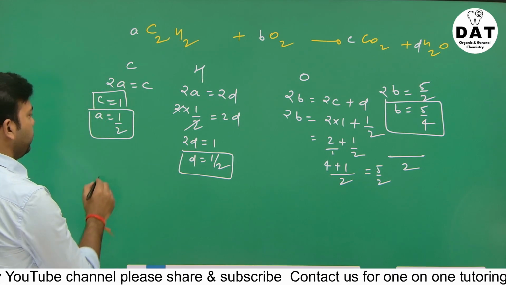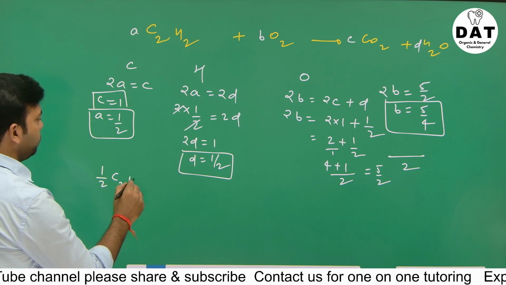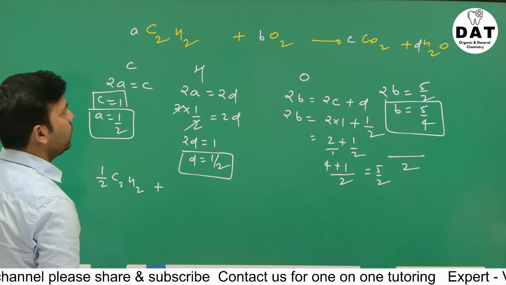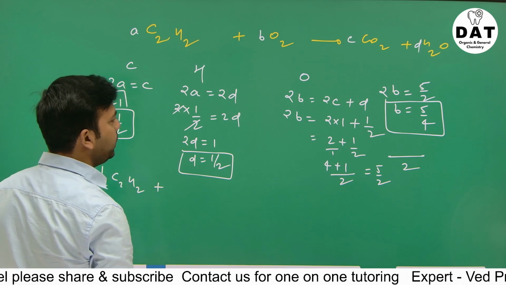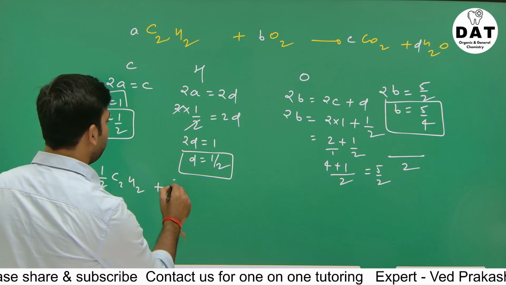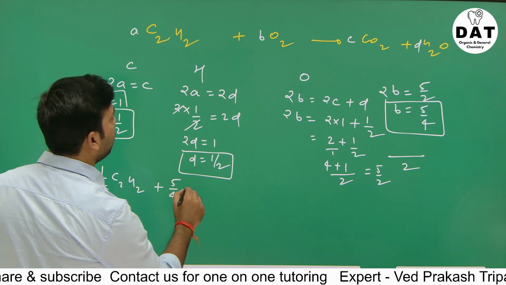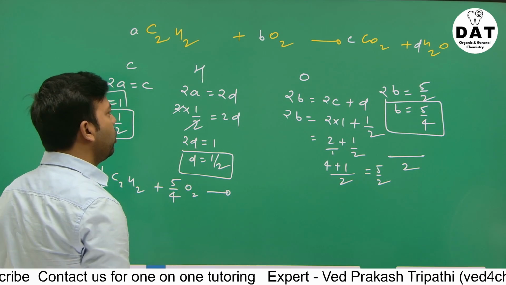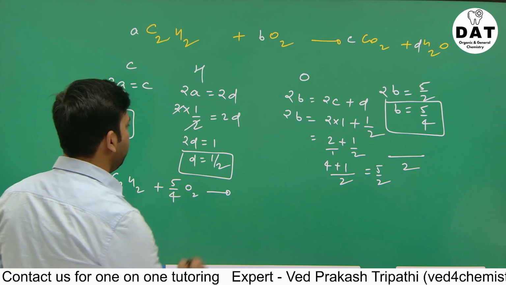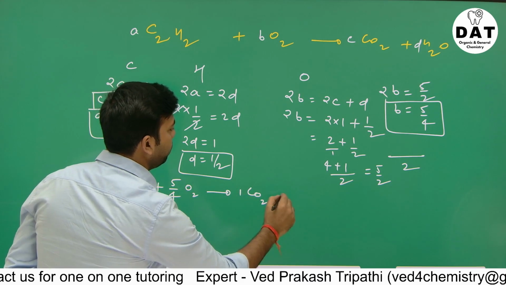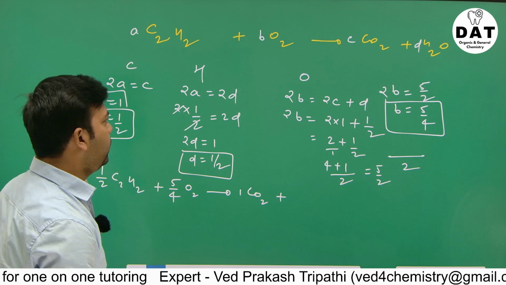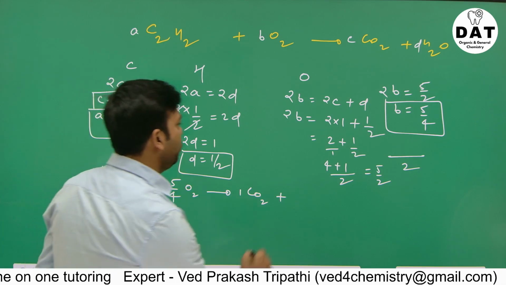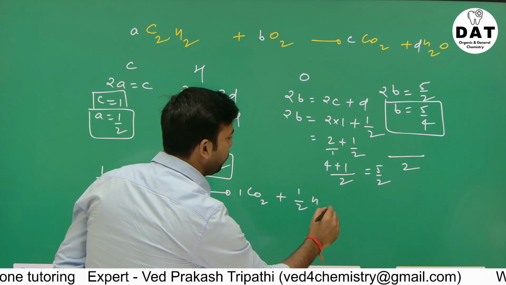So A is my 1 by 2 C2H2 plus B is how much? B is 5 by 4 O2 gives C CO2. C is how much? 1 CO2 plus D is 1 by 2 H2O.